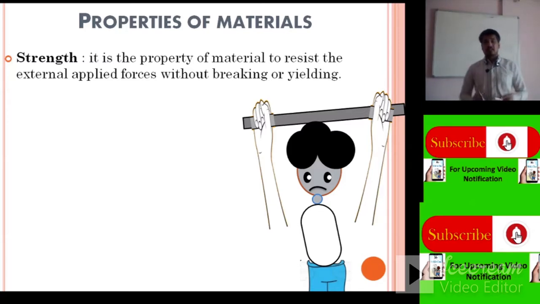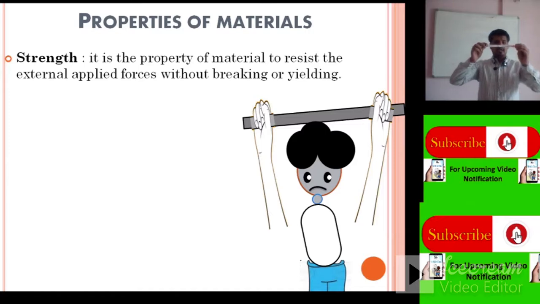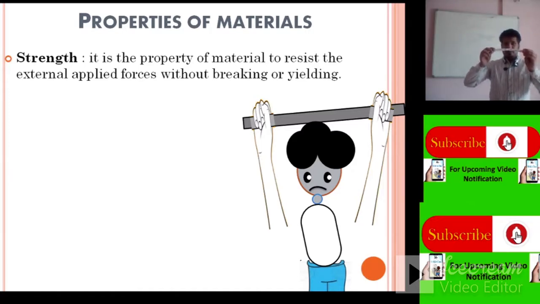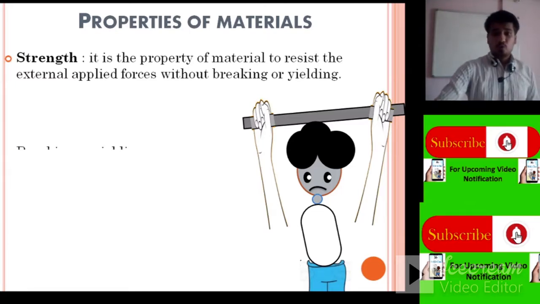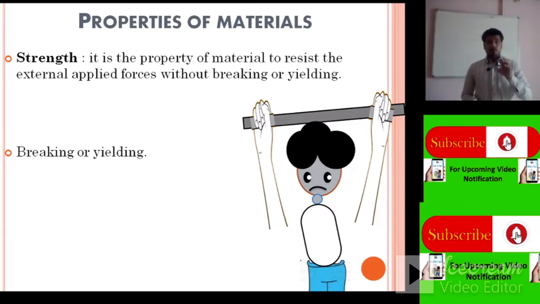Now we will consider another example. Consider this is a metal rod and we apply external force at its end for bending purpose, and after applying external force it gets bent and breaks into two segments. That time we say that the strength property of this material is minimum as compared to the earlier example. Okay, here the two words are important: without breaking and yielding.